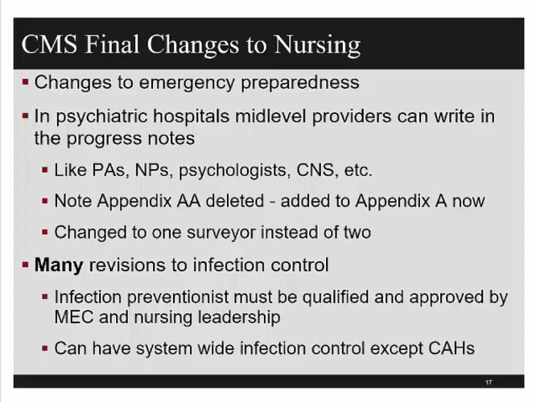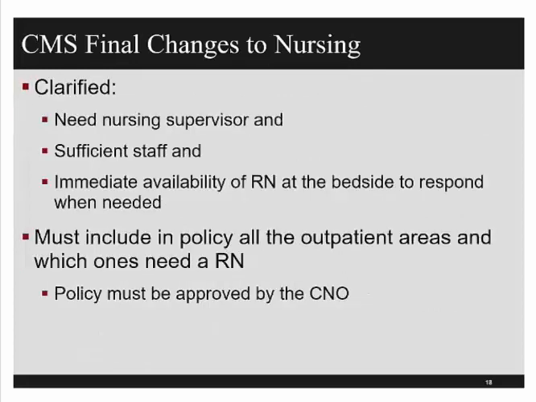There were changes in emergency preparedness. For psychiatric hospitals, it talks about who can write in the progress notes. Now mid-levels can do so. Multiple changes to infection control. This affects nurses, by the way. It also talks about the preventionist, what we used to call the infection control nurse, and what their duties and responsibilities are. And again, that system-wide program you can have, with the exception of critical access hospitals. They clarified, in particular, the need for a nursing supervisor, sufficient staff, and also the immediate availability of an RN. We're going to cover these during this program.